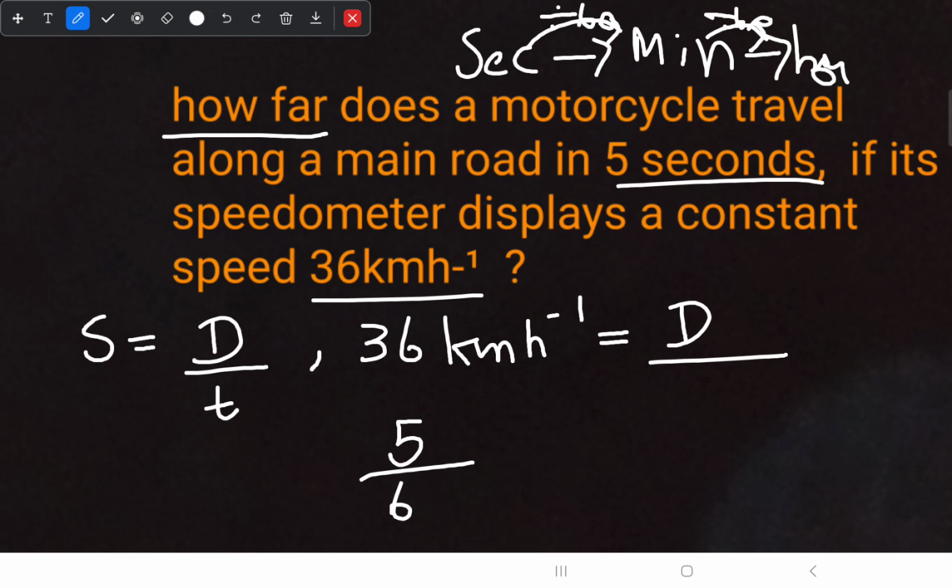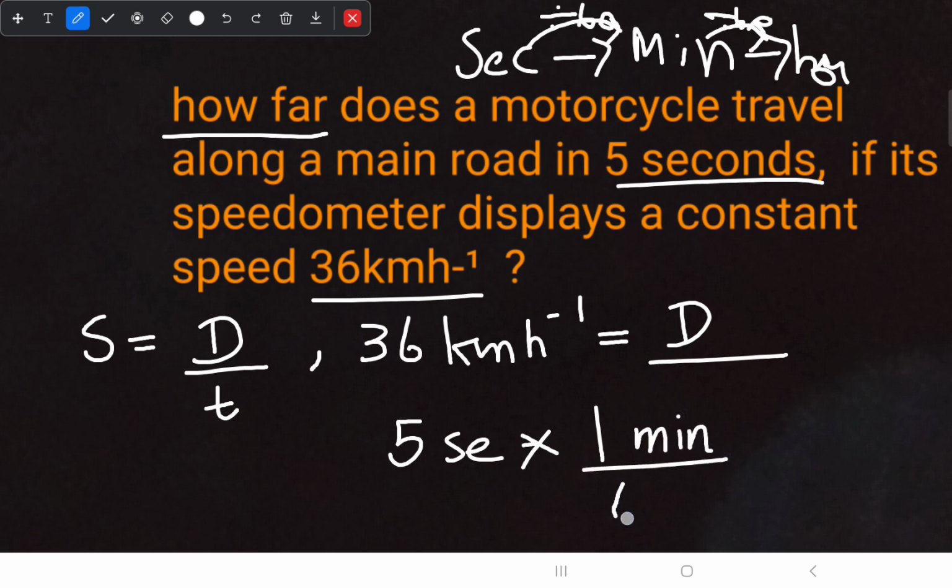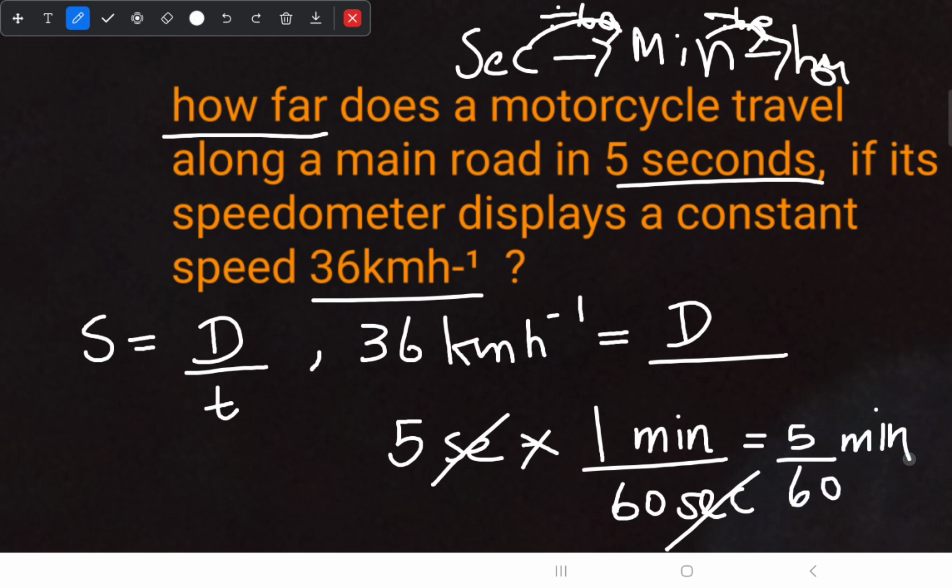How did it come? I'll explain from the basics. 5 seconds to minutes means multiplied with 1 minute upon 60 seconds. That means 1 minute is 60 seconds. So this second and second can be simplified. Our answer is 5 upon 60 minutes.